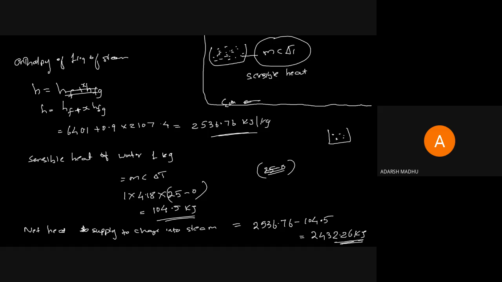Whatever we have done so far is for unit mass. Mass is equal to unit here, 1 kilogram of steam, and here the sensible heat of 1 kilogram. So everything is related to 1 kilogram. So the net heat supplied to change that particular 1 kilogram of water into steam is 2432.26. And next, for 2 kilogram of water, the question is like 2 kilogram of water.